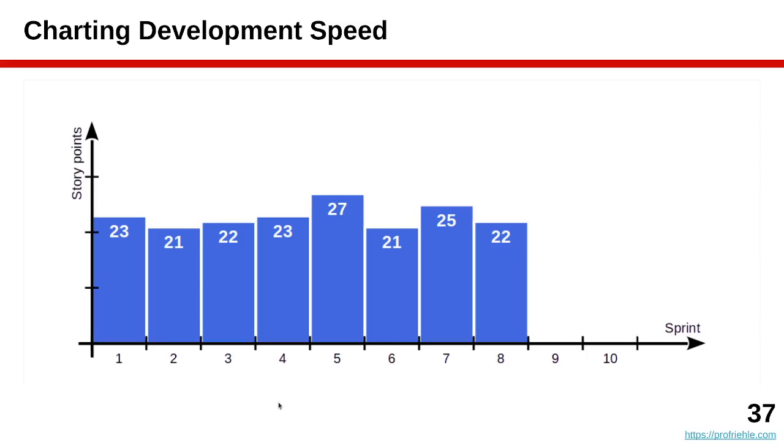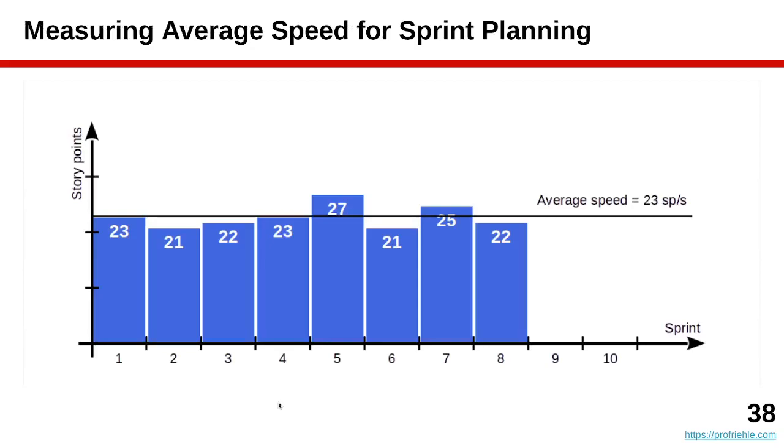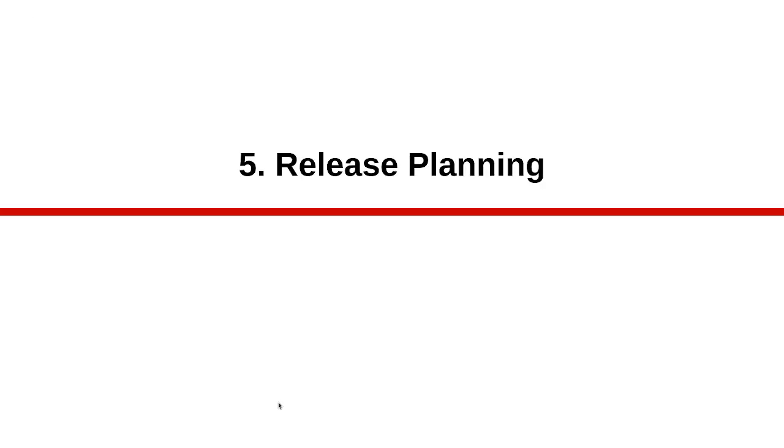Your story points per sprint may be fluctuating more wildly than that. Once you have that for a couple of sprints, like by the mid-project release, you can determine average speed by simply averaging through the time series of story points you did in the last five or so sprints. So you can get an average value for your speed and start planning with that.